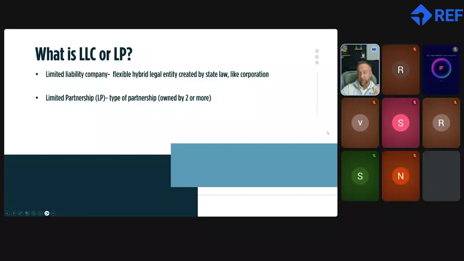A limited partnership is very similar. It provides liability protection. It's a legal entity that's formed by filing with the state. And the difference is a limited partnership needs a general partner and limited partners. An LLC can be just one person. There's a lot more flexibility. You can choose how to tax an LLC, versus a limited partnership, which is taxed as a partnership.